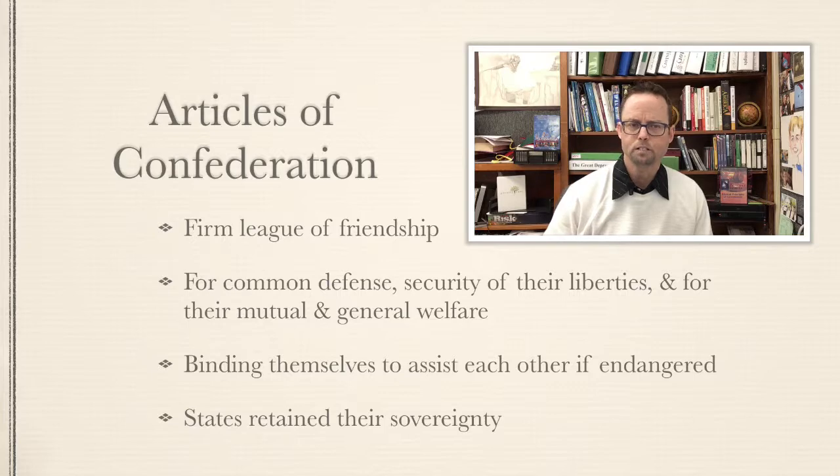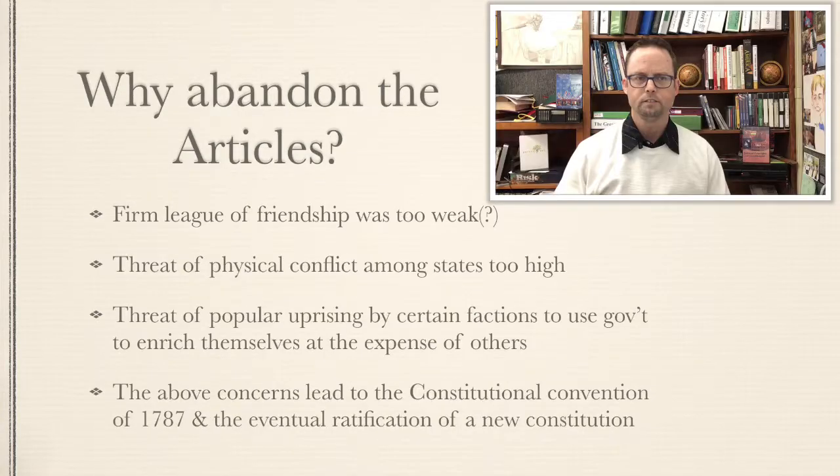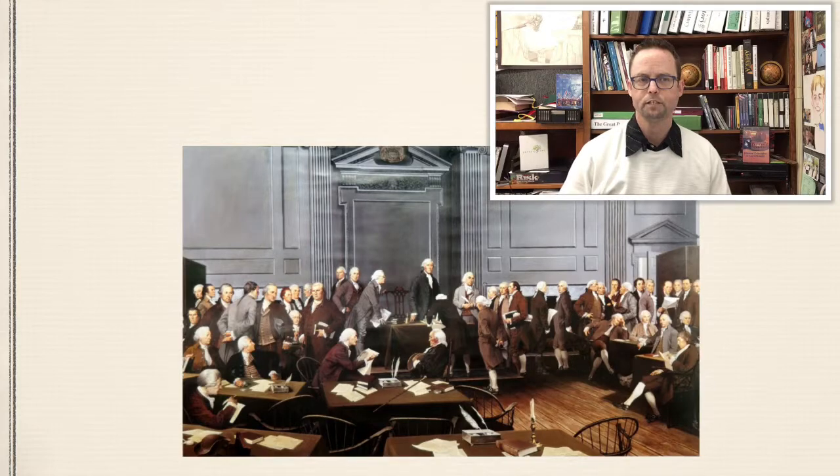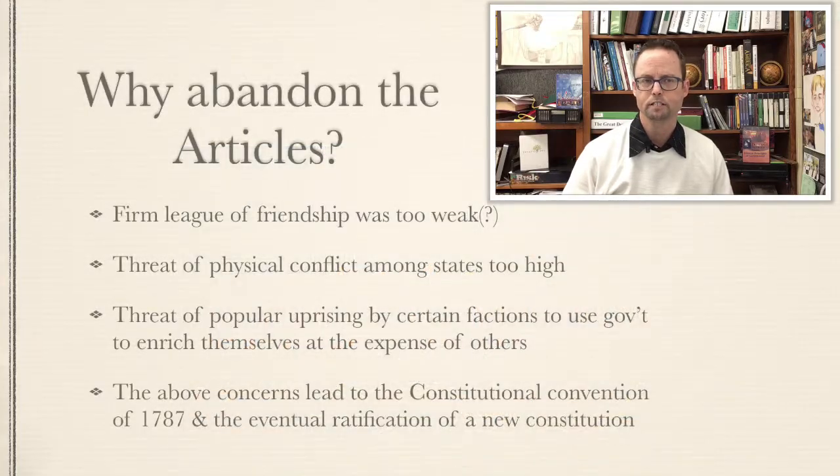In time, it was decided by enough people that the Articles were too weak and the threat of physical conflict among the states was too high, as well as the threat of a popular uprising and the desire for certain factions to use government to enrich themselves at the expense of others. These fears and the alleged weaknesses of the Articles that were blamed for these fears led to the Constitutional Convention in 1787 and the decision to scrap the Articles and create a new Constitution that would be stronger and more centralized, relatively speaking, than the Articles.